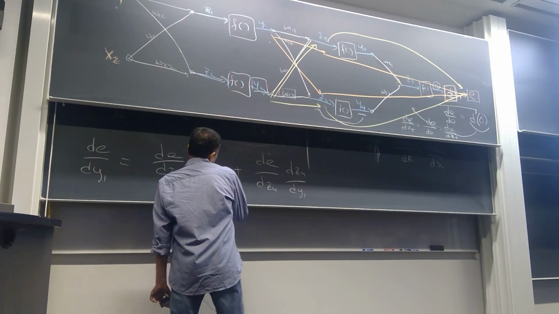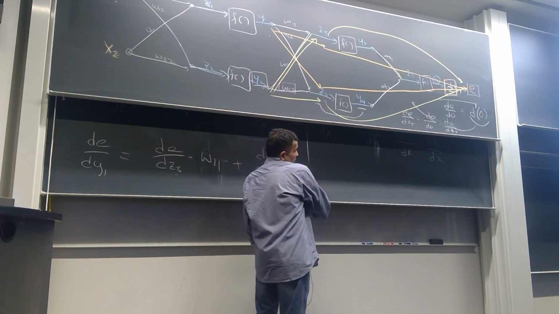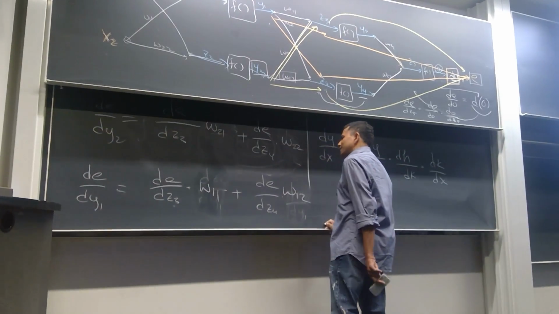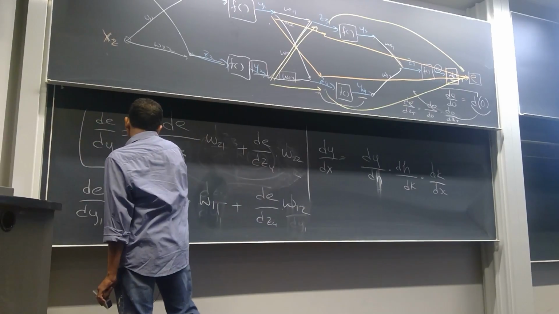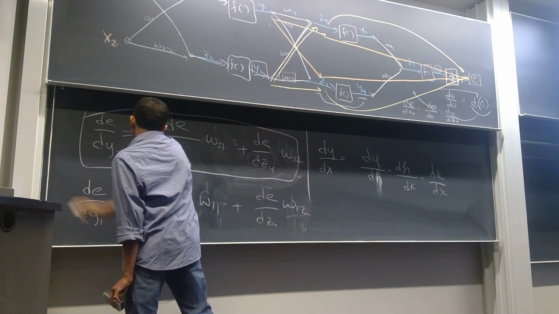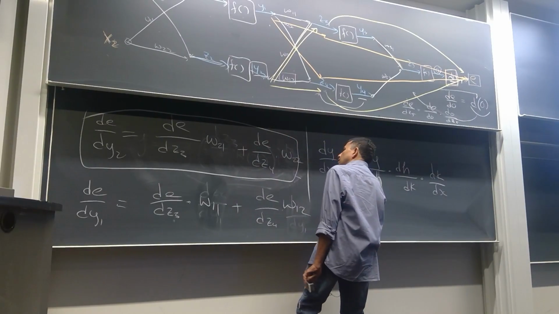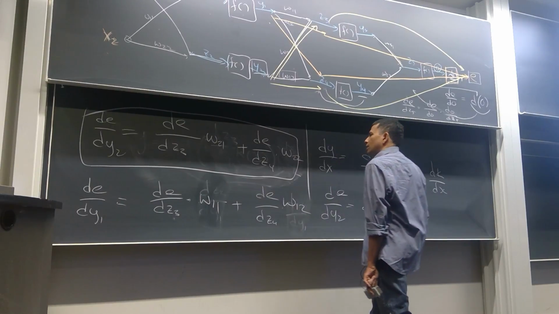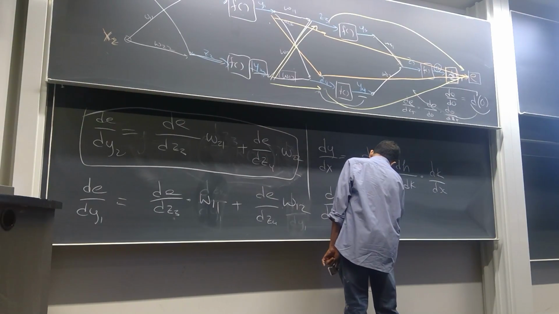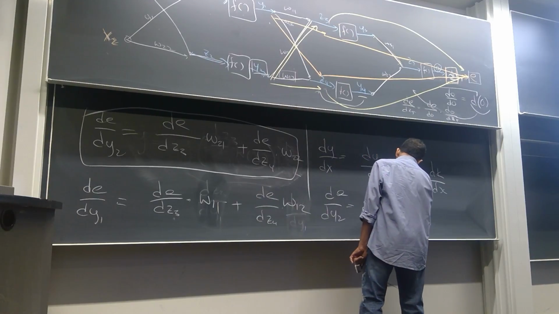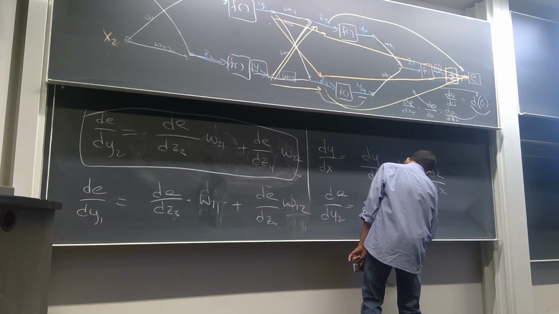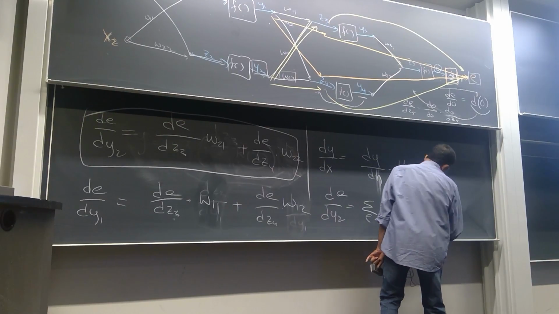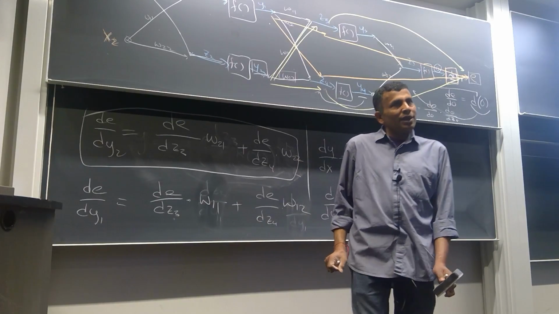W11. And this one here, what is this? W1. So I can actually write this in shorthand notation. I can write this as dE over dy2 is the summation over all the outgoing edges of dE over whatever z you had at the end of the edge, times the weight of the edge. Just taking a very crappy shorthand, but you get the idea, right?